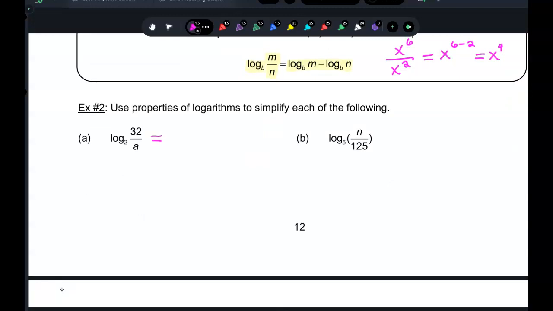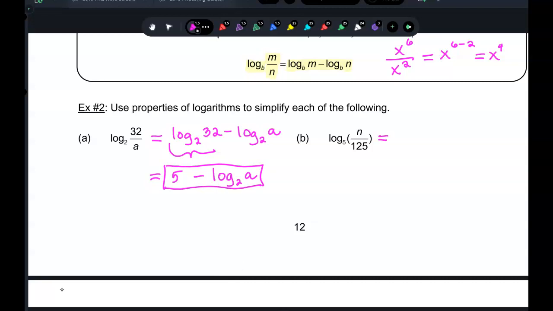Okay, so here we go. Log base 2 of 32 over a. So we are going to expand this to log base 2 of 32 minus log base 2 of a. Now, log base 2 of 32, we just did this recently. 2 to what power gives us 32? That's 5. Log base 2 of a, that's a variable. We can't simplify that, so we're just going to leave it.